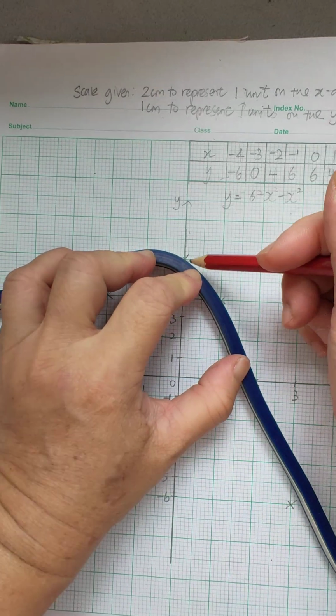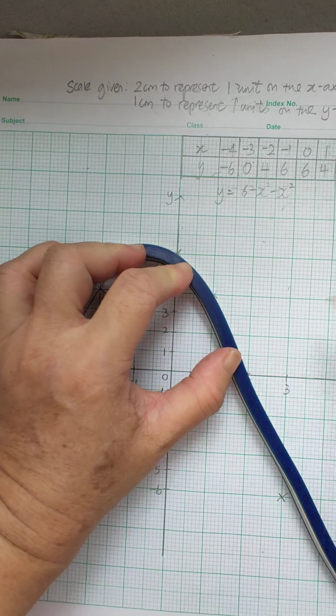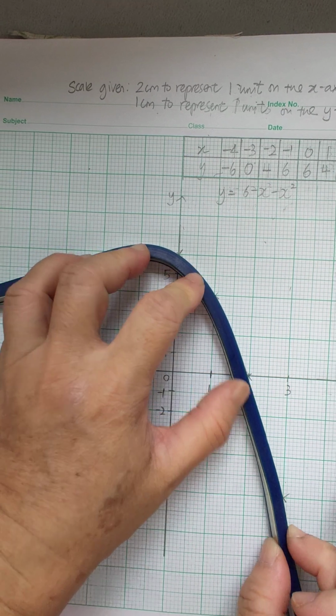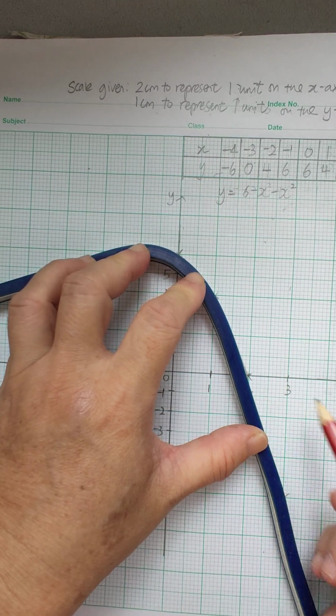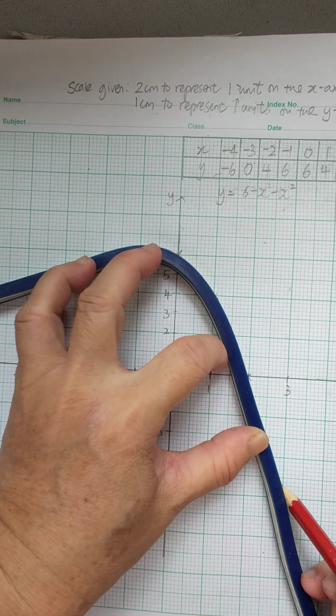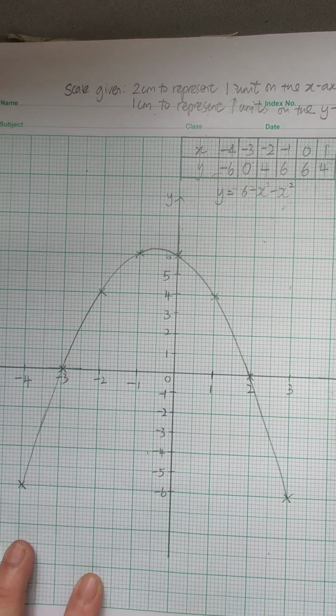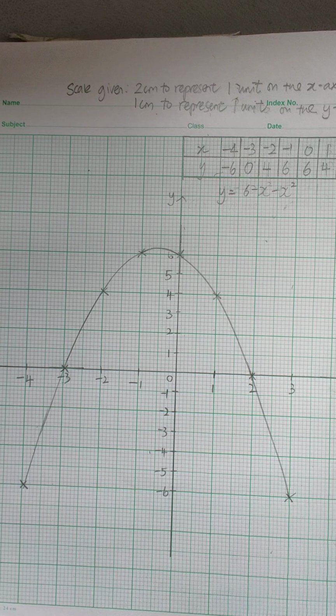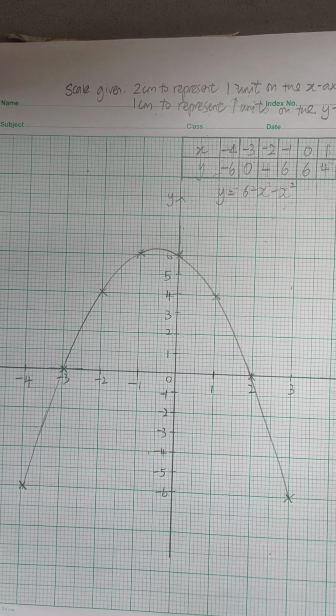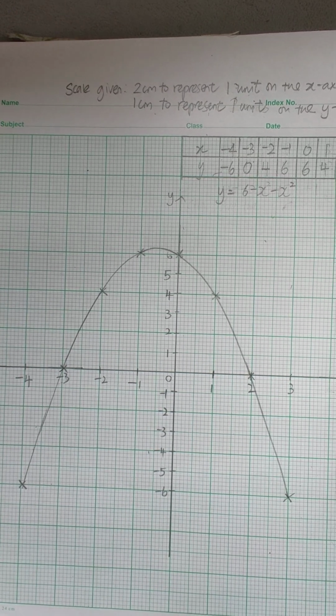It's certainly not easy, that's why you need practice. Okay, we're almost done. Then the last 2 points. Yeah, we are done. So that's really a very beautiful curve, an N-shaped curve. So what's the next thing we need to do? The next thing is that we have to answer some questions.